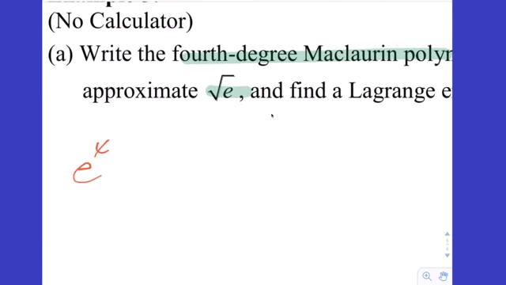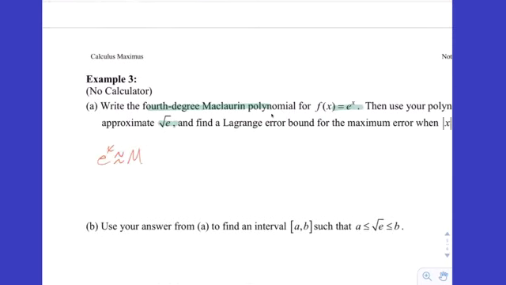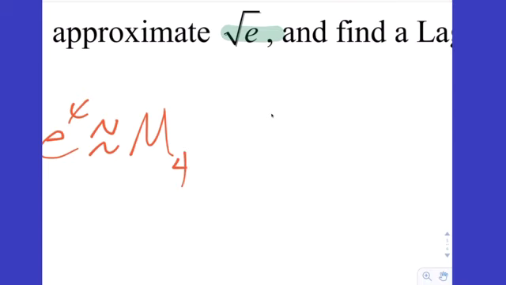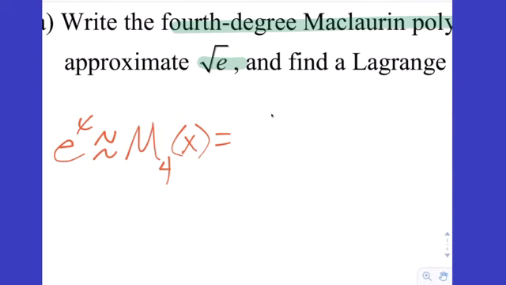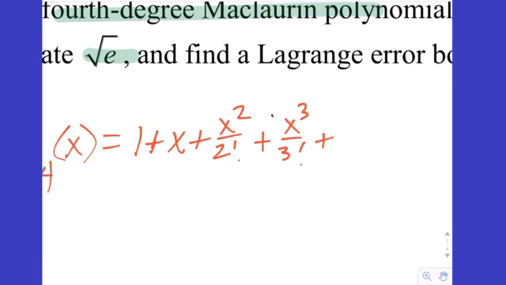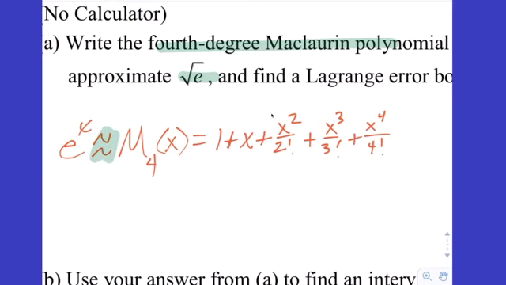So e to the x, squiggles, it's a Maclaurin polynomial, so I'll use M again, and it's a 4th degree, so the subscript is 4 of x. And now we go ahead and start writing terms until we get to the 4th degree on x. So e is 1 plus x plus x squared over 2 factorial plus x cubed over 3 factorial. There's the first 4 terms. Do we stop there? Nope. Because it's a 4th degree, it's then plus x to the fourth over 4 factorial, and we stop. Okay, and again, we have our squiggles right there.